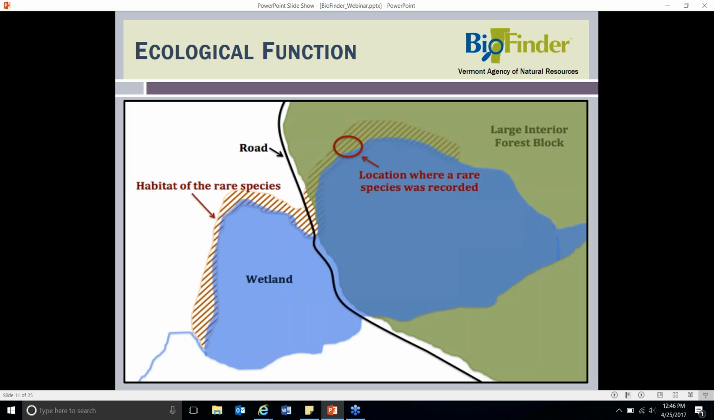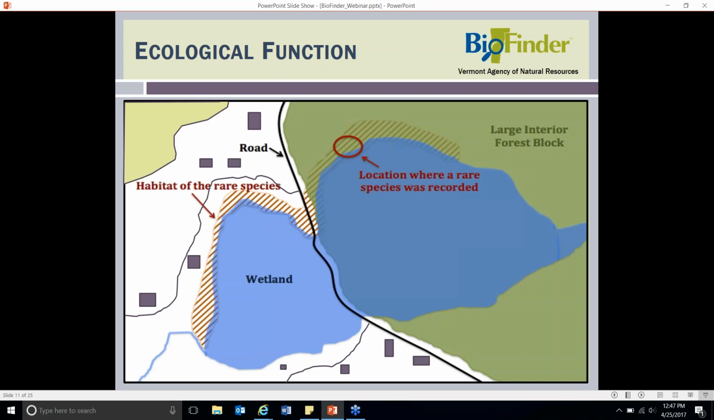I do want to place a finer point on what I mean by that as well. So in the past, if you were looking at these features on the landscape, we have up here, the circle is a location where a rare species was found. And that's along this habitat. This is the habitat of the rare species. That might be where it's an uncommon community of plants and animals. And then that's located at the edge of a wetland, which is within a large block. We call it an interior forest block. That means it's a really big block of forest that doesn't have any roads or buildings in it.